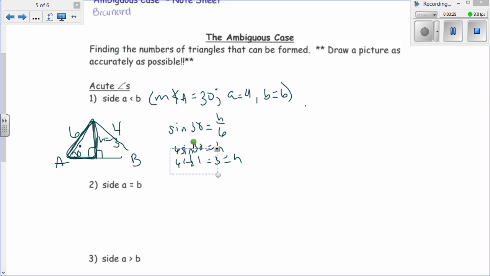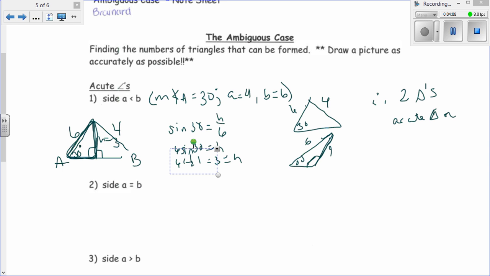I can form the triangle that I drew, where this is 30, this is 6, and this is 4, which is an acute triangle, or I can actually have an obtuse triangle, where this is 30, this is 4, and this is 6. This is the obtuse angle here, across from the longest side. So therefore, we have 2 triangles, an acute triangle or an obtuse triangle can be formed.